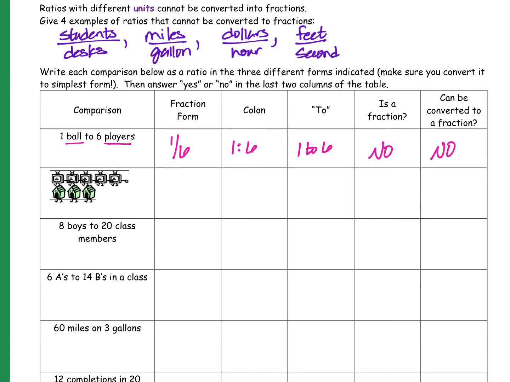No. If it was like types of balls, like one type of ball to types of balls, I could convert that. Or if it was players and players on a team, I could convert that. But it's not. It's players and balls. So it's 2 totally different things. So I cannot convert that. Nice, Khaleesi.